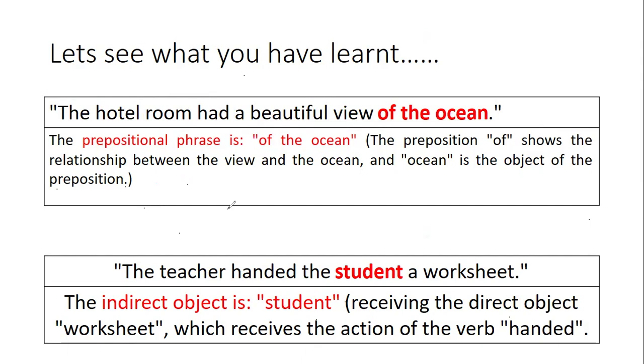We are going through so many sentences. We are breaking down so many sentences into subject and predicate, or subject, verb, and object, or subject, verb, direct object, indirect object, or subject, verb, and object of preposition. Now here, the hotel room had a beautiful view of the ocean. What is the subject? Hotel room. What action does the hotel room have? Had a beautiful view. Had.